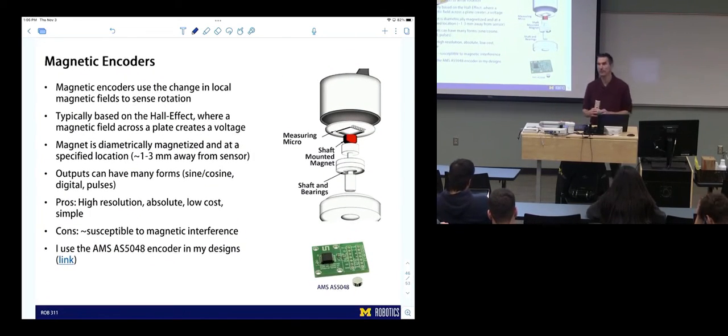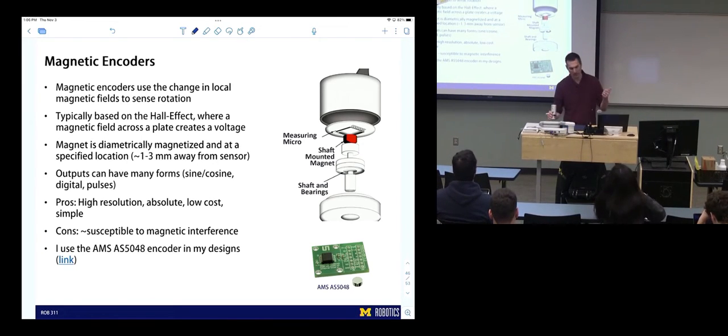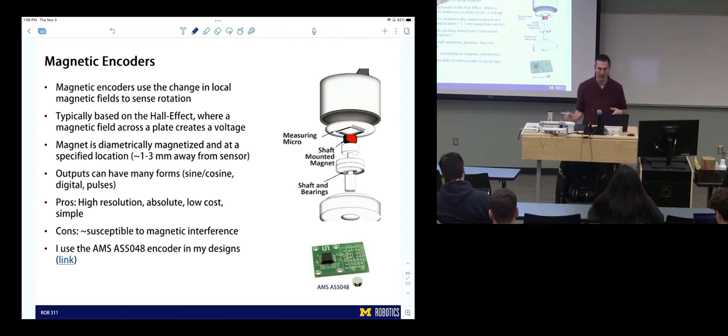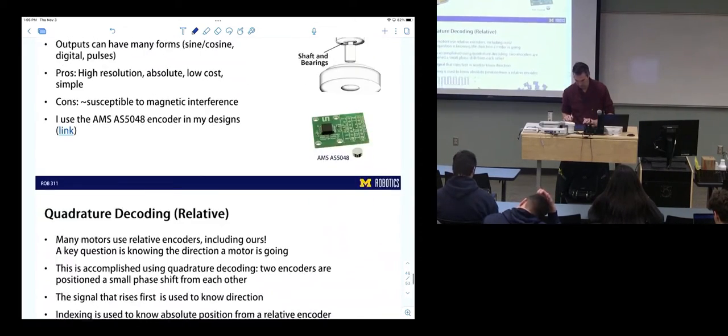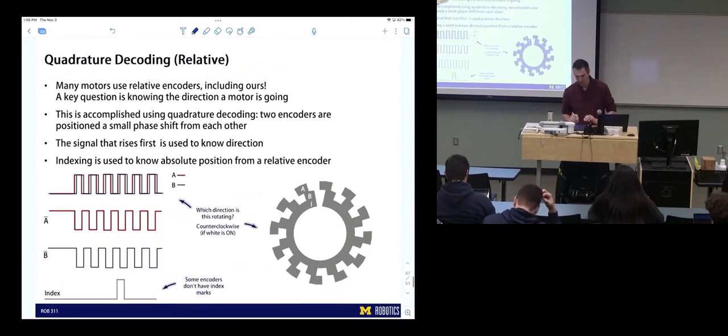Magnetic encoders follow the magnetic field. This is an absolute encoder compared to a relative encoder like an optical encoder. Pros are high resolution, absolute, low cost, simple. I like these a lot. Quadrature decoding. How does this work?